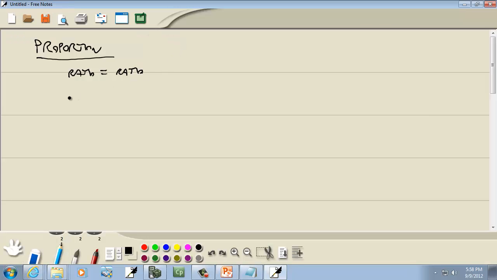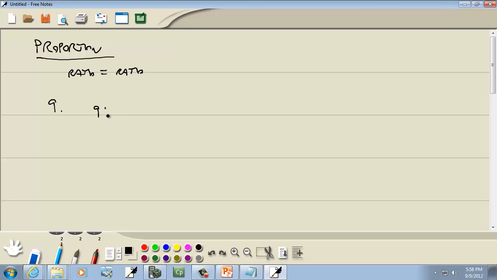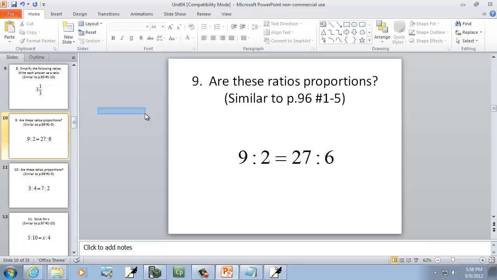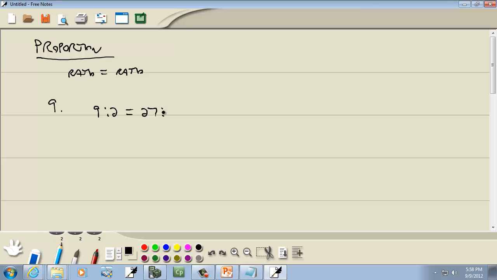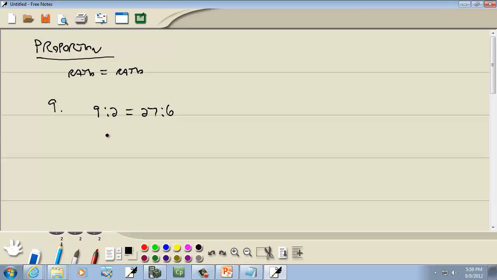Let's look at the number 9. We're given 9:2 equals 27:6. And it says, are these ratios proportions? Well, if I put these in fraction form, they would look like this. And what they're wondering is if this is true. We're not saying these are equal. We're wondering if that's true.